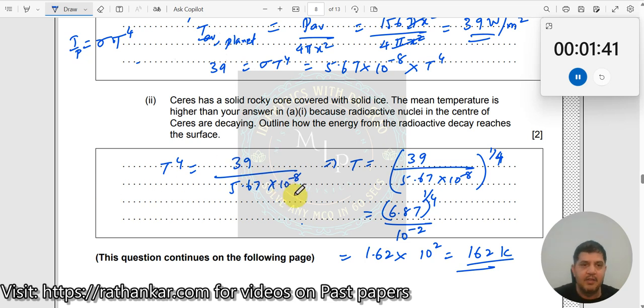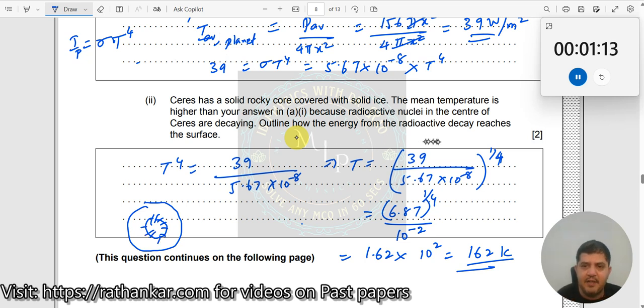Now let us move on to the next one. Ceres has a long rocky core covered with solid ice. The mean temperature is higher than your answer in A because radioactive nuclei in the center of Ceres are decaying. So what's happening? This is your planet Ceres, and inside it there are some radioactive nuclei present. They are decaying. What do you mean by decaying? They are giving out some amount of energy. Alpha, beta, gamma decay, that we already learned, right?